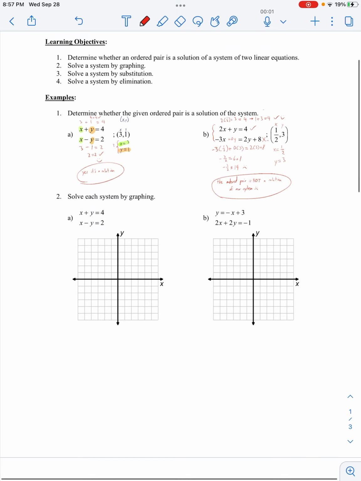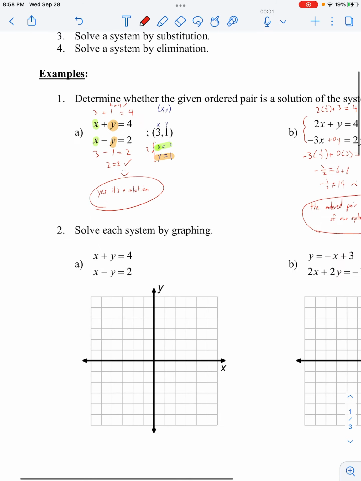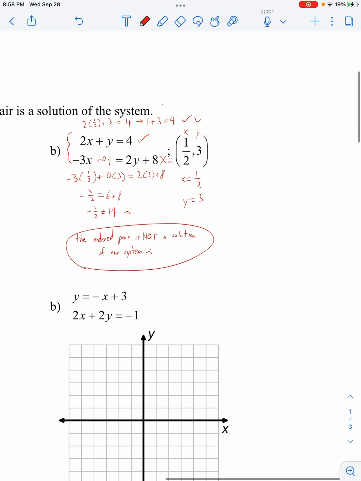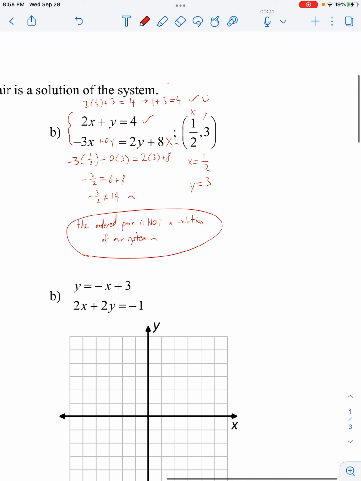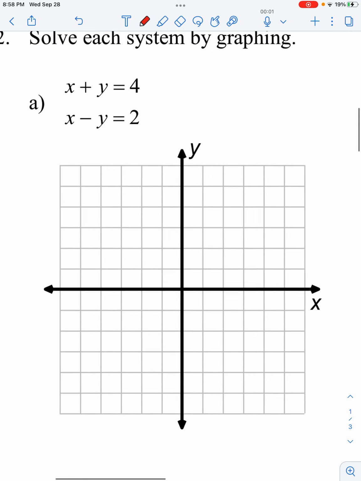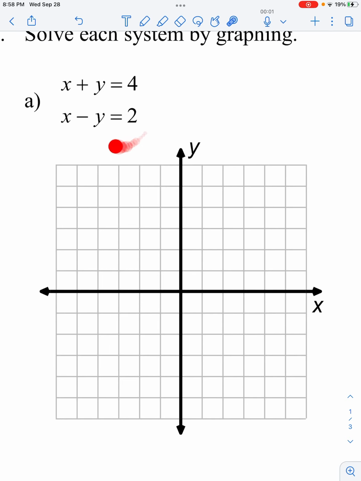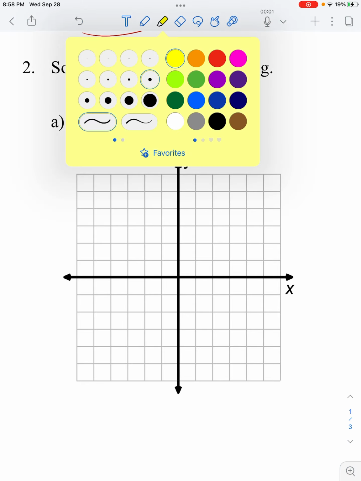Moving on to part A, solve each system by graphing. So now instead of them giving us an ordered pair and just plugging and chugging to check if it's a solution, they actually want us to start with just the system of equations, no ordered pair over here, and they want us to actually find an x and a y that fit both these equations. So one way we can do that is by graphing.